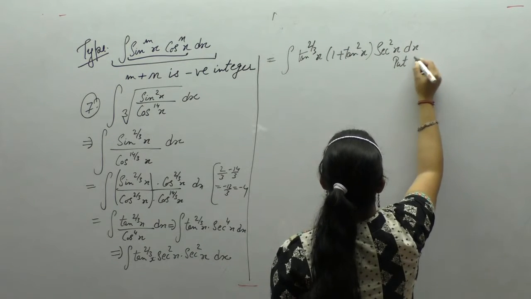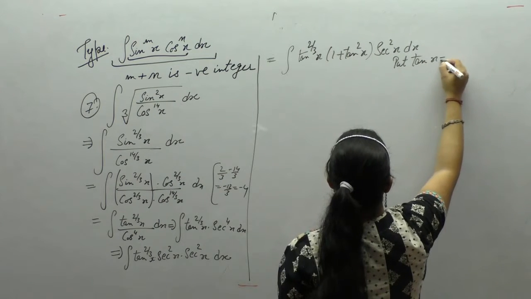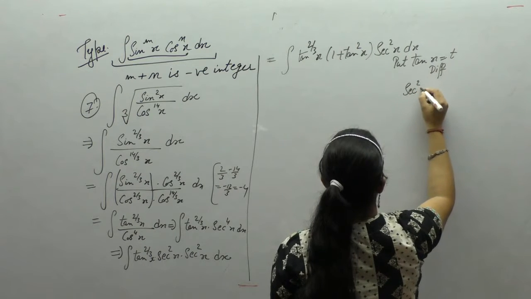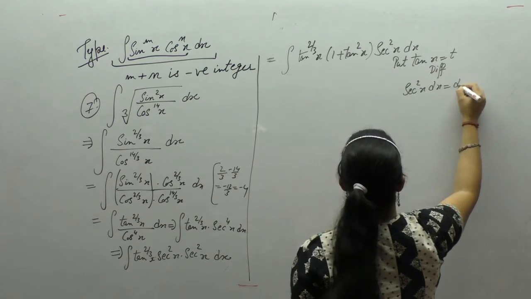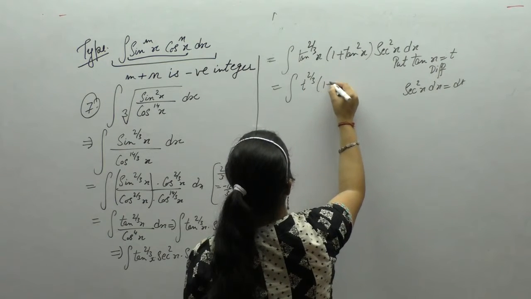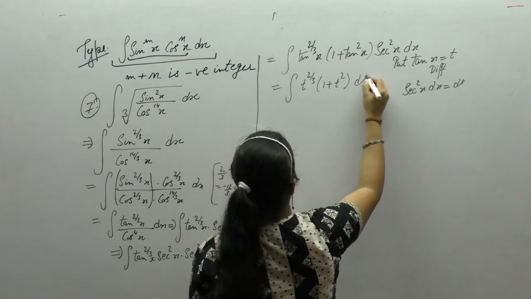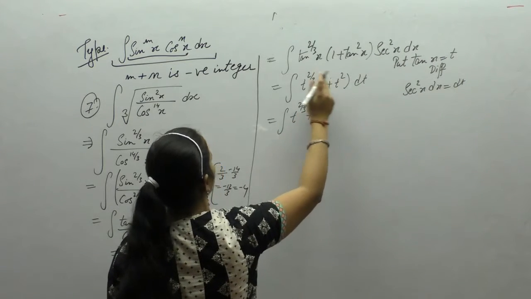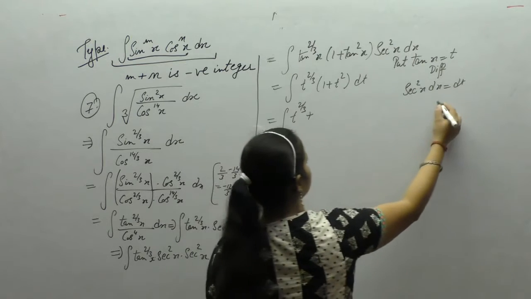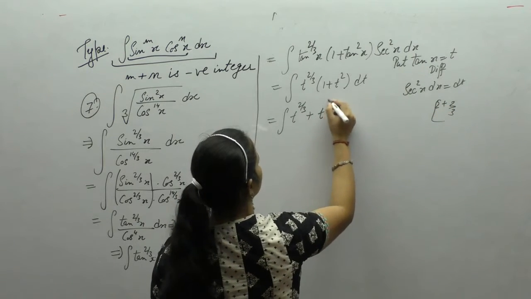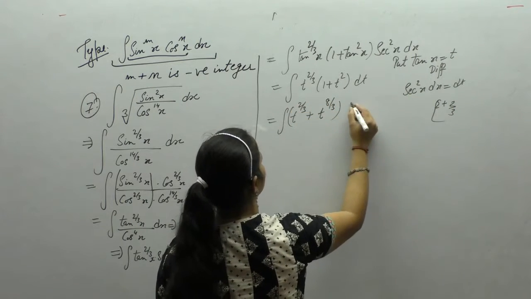Now put tan x as t, sec square x dx is dt. So t power 2 by 3 into 1 plus t square dt. T power 2 by 3, 2 plus 2 by 3 is 8 by 3, so t power 8 by 3 dt.